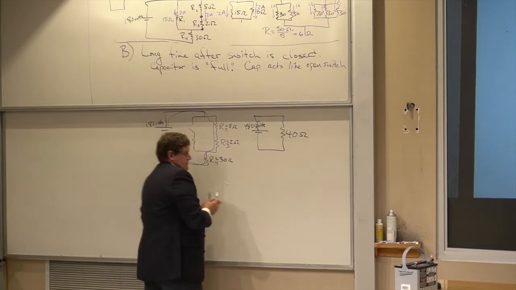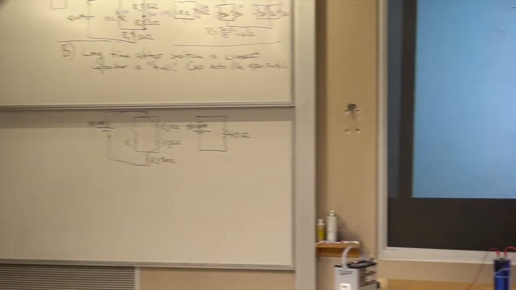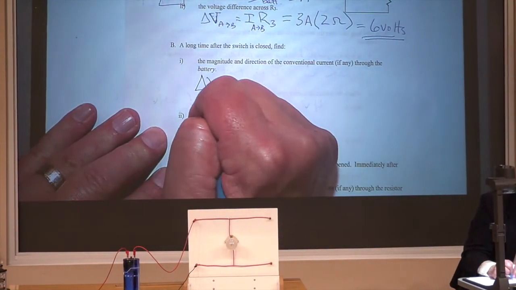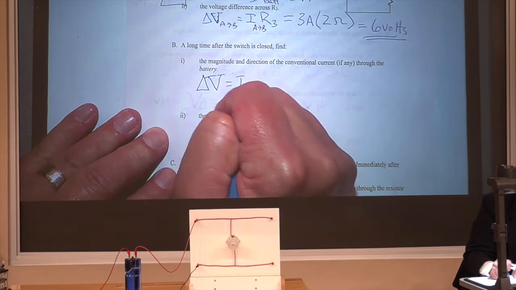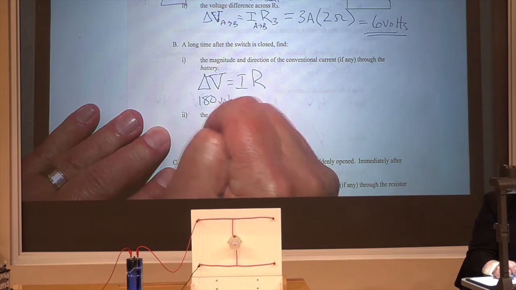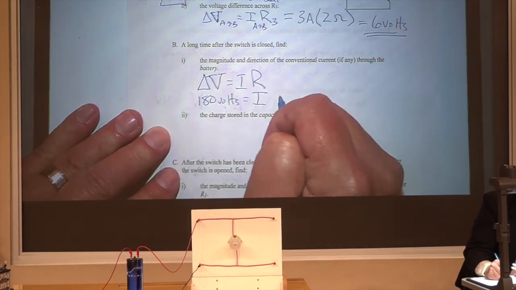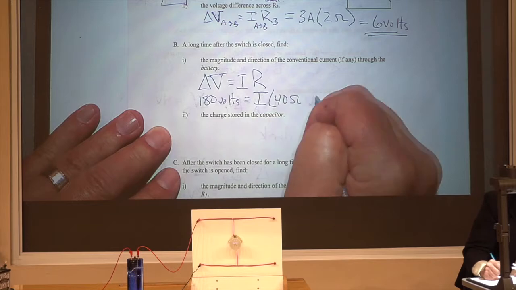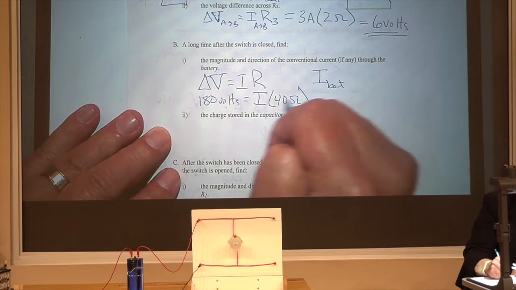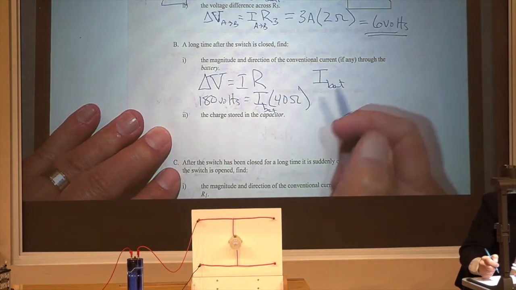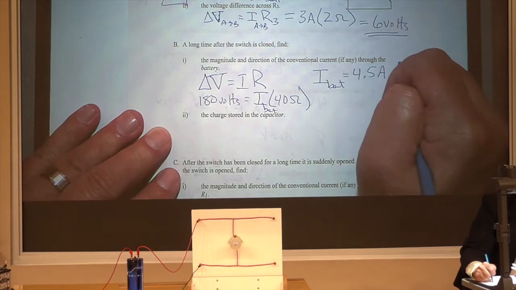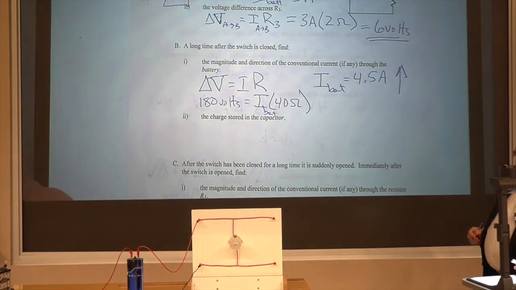Now if I use V equals IR globally, this is going to be 180 volts driving current through 40 ohms. That's going to give me a current through the battery of 4.5 amps. And it's going to again be going up out of the positive terminal.